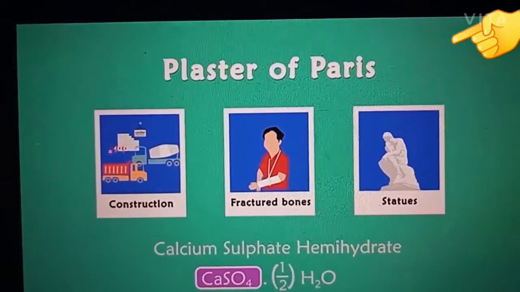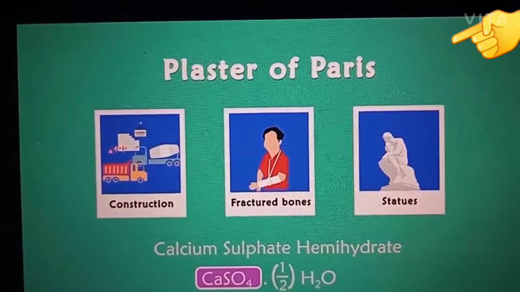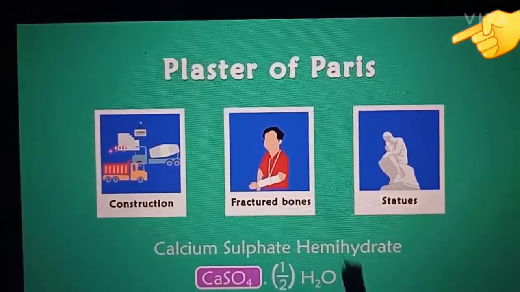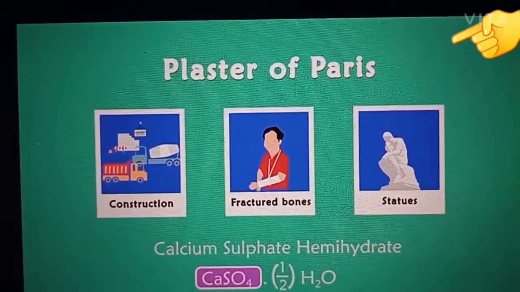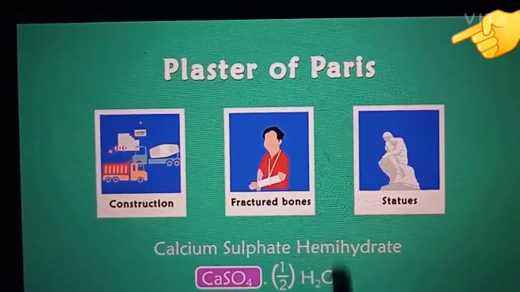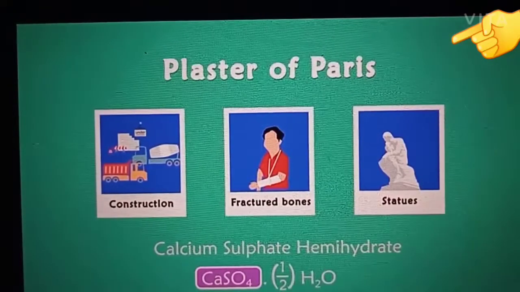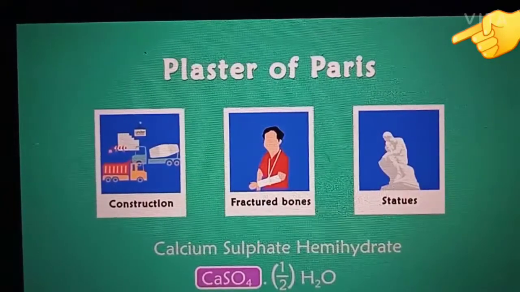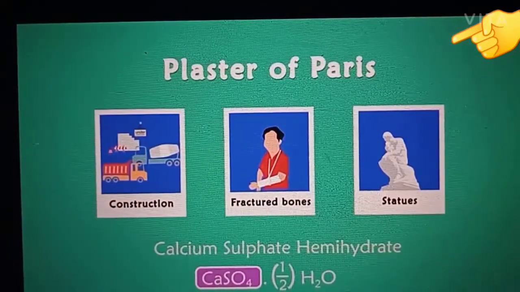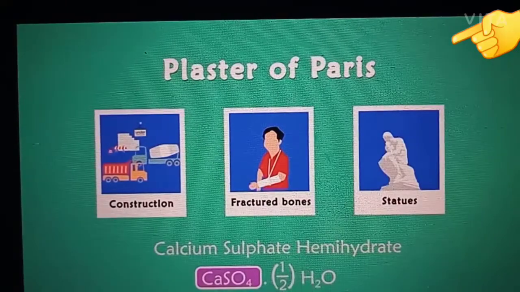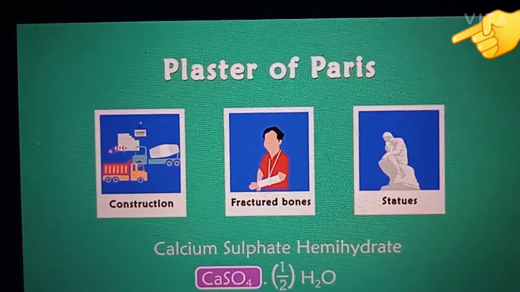And one more thing: calcium sulfate half H2O, CaSO4 1/2 H2O, is called calcium sulfate hemihydrate. Hydrate means water molecule, and hemi means half. Then one question arises: how is it possible to take half a molecule? One molecule we can take, yes, since water is already one molecule, but calcium sulfate is taking half a water molecule, so the question arises in our mind.